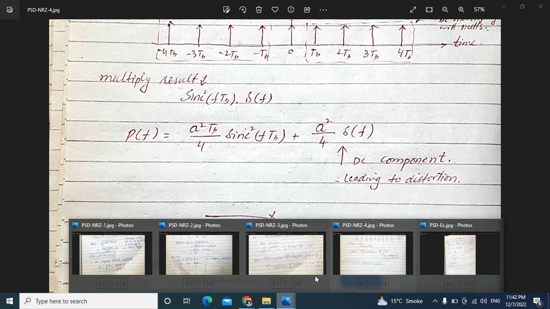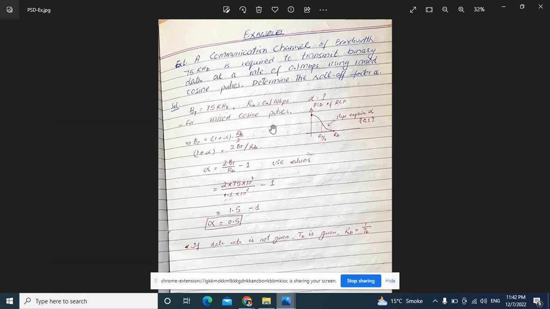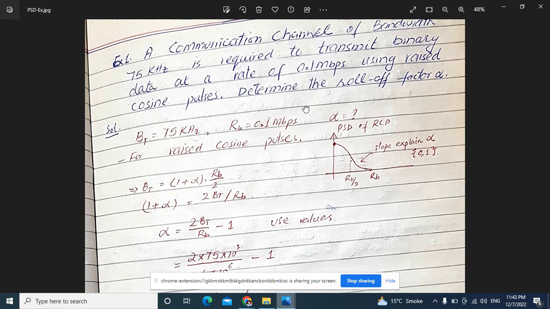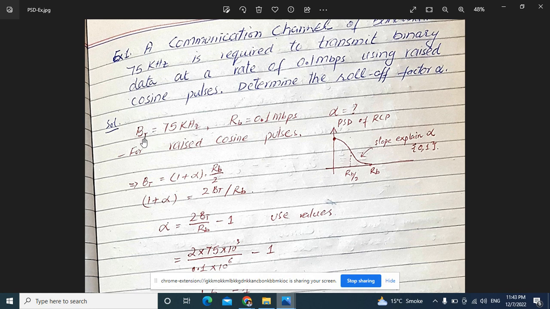So let's do one example to understand its usage in the techniques. So the example is that a communication channel of bandwidth 75 kilohertz is required to transmit binary data at a rate of 0.1 megabit per second using raised cosine pulses. You need to determine the roll-off factor alpha. So given information is bandwidth, BT is equal to 75 kilohertz, bit rate which is 0.1 megabit per second, and for raised cosine pulse you need to calculate the roll-off factor.